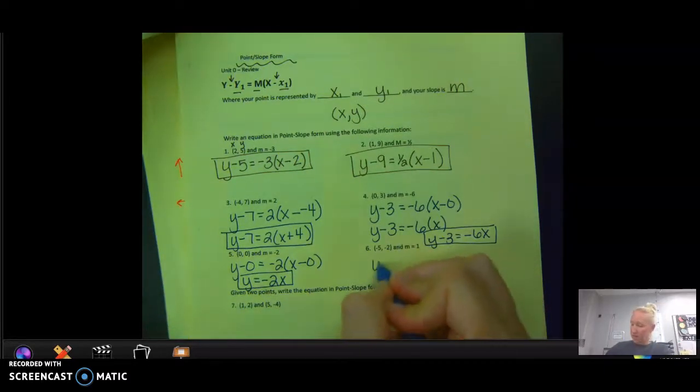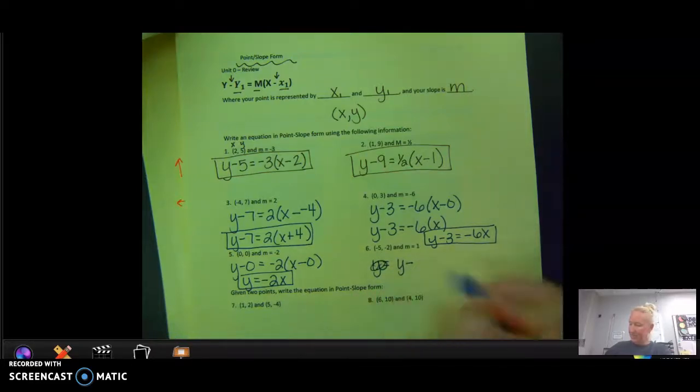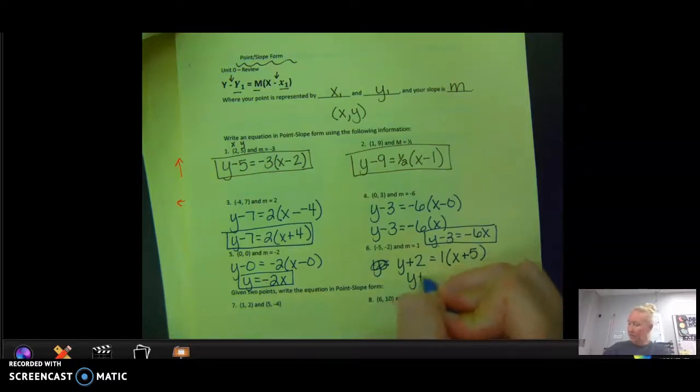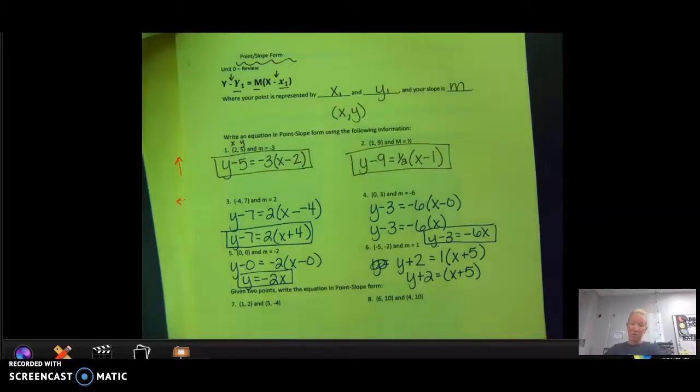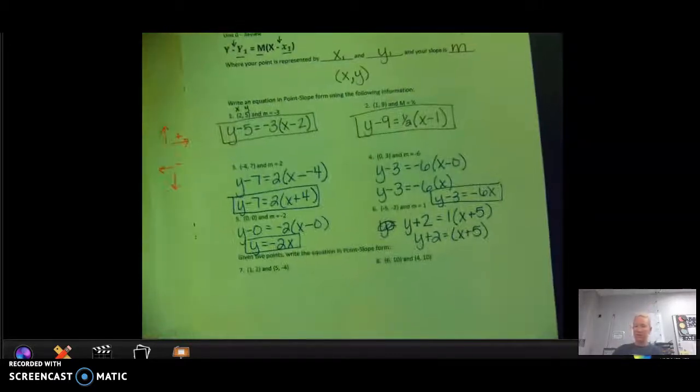Number 6, y minus a negative 2, so 2 negatives make a positive 2, equals my slope of 1, parentheses x minus a negative, 2 negatives make a positive, 5. Let's talk about that 1 there. You may see that like this instead, where that 1 is gone, because you don't really need that 1. That 1 is invisible, so you don't necessarily need it.